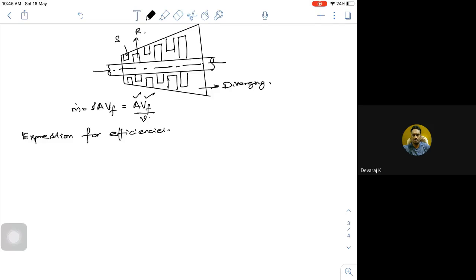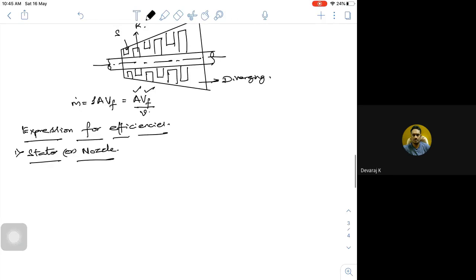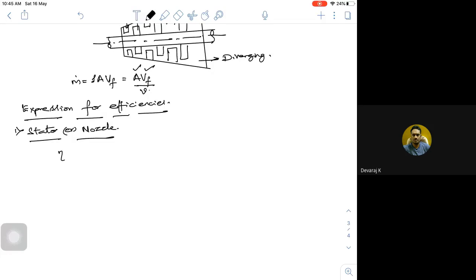Expressions for efficiency. Let us consider a stator or a nozzle. So what is the nozzle efficiency? Nozzle efficiency is nothing but your kinetic energy, whatever is going to change.